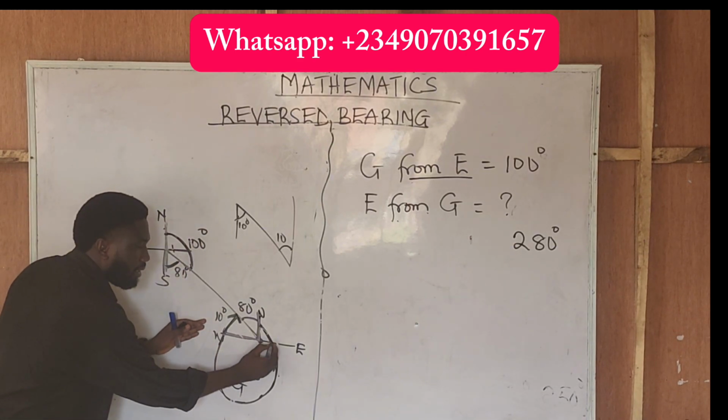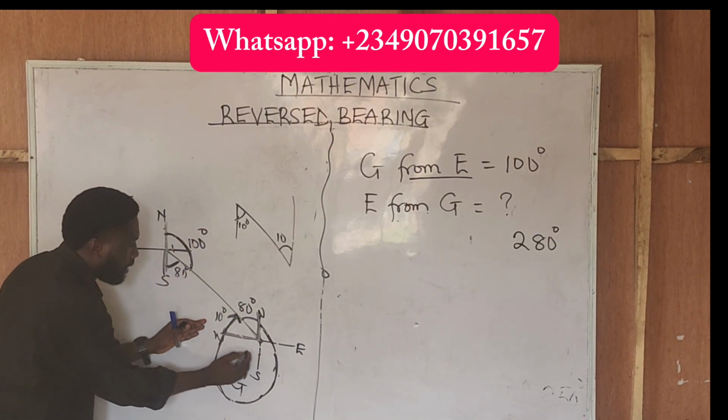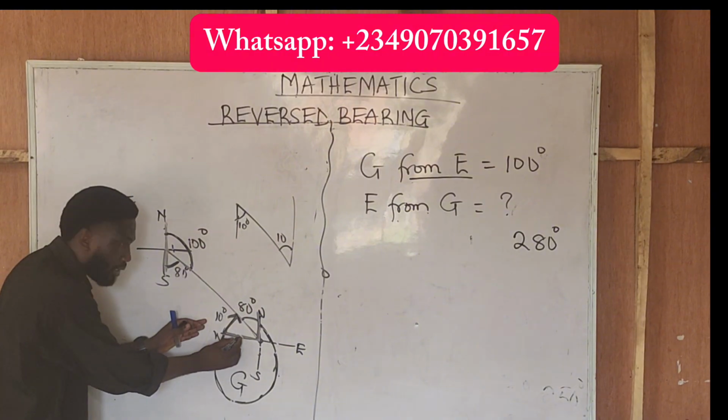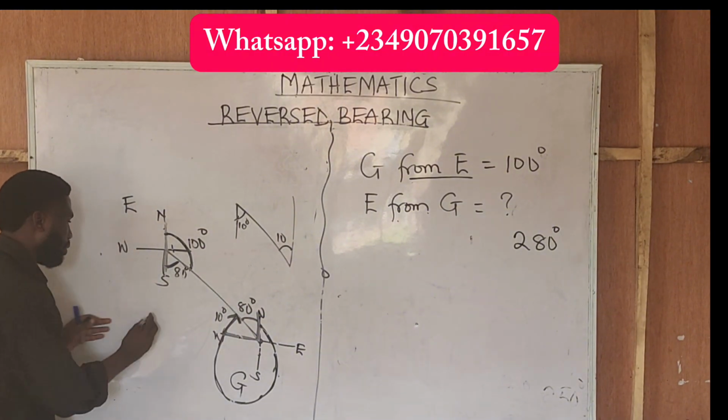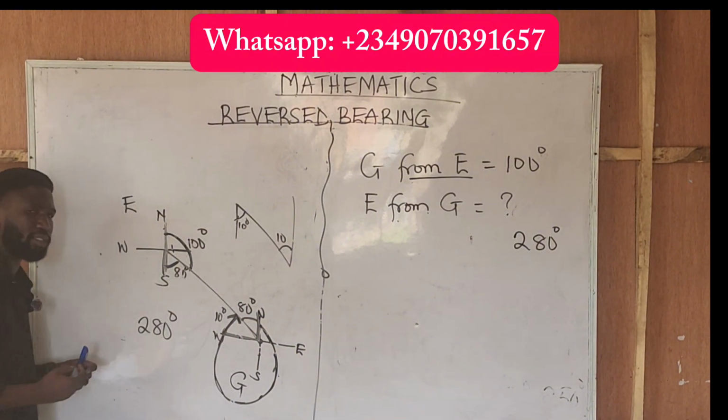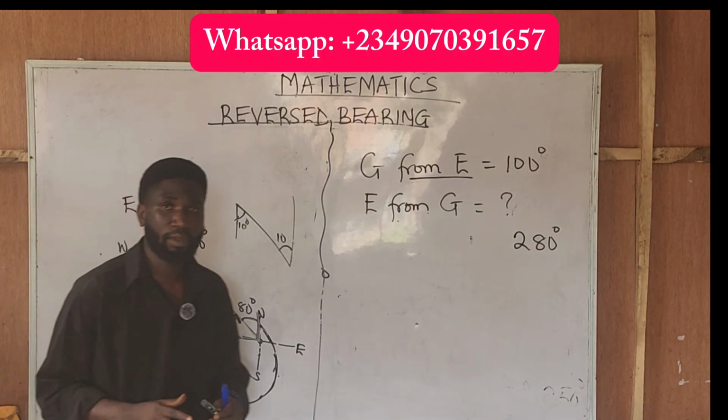Here to here is 90. Here to here is also what? 90, which is 180. Here to here is also what? 90, which is 270. So 270 plus 10 will give us 280 degrees. Do we understand? All right.